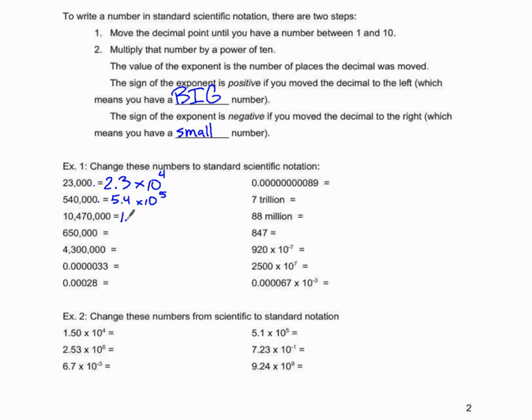10,470,000. First, my number between 1 and 10, 1.047. Times 10, and I am moving the decimal place left, so it's positive, 7 places. 1.047 times 10 to the seventh power.